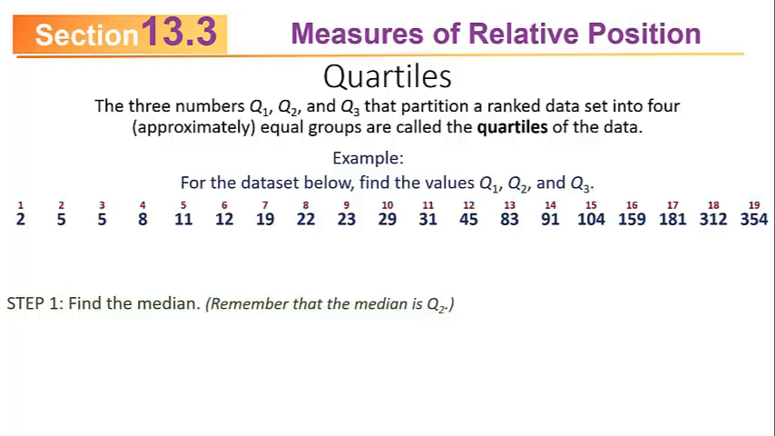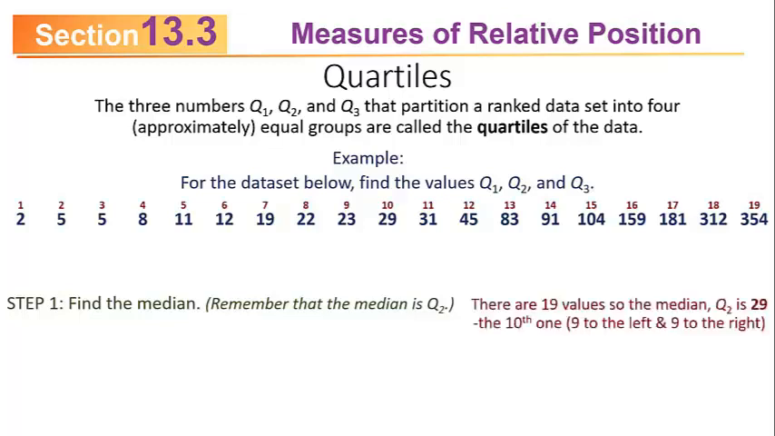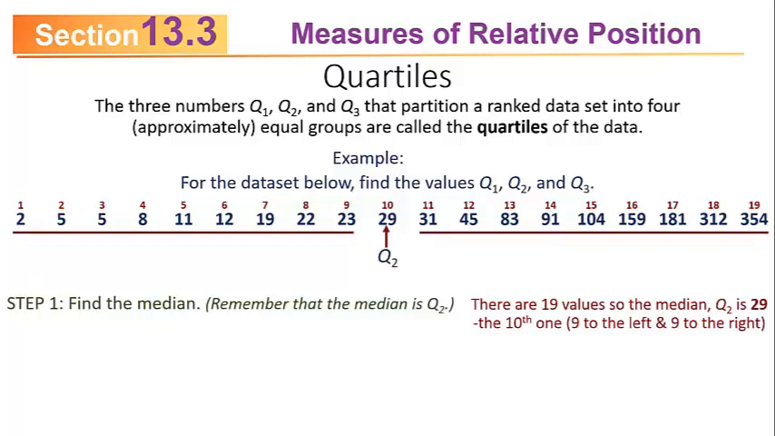The median, if you count the data points, there are 19 of them, so the median is the 10th one. There are 9 to the left, 9 to the right, 9 and 9 is 18. The one in the middle, the 29, is the 10th one. So the median, or q sub 2, is the middle value, and in this case it happens to be 29. Remember, if there's 2 middle values, you average them to get the median.